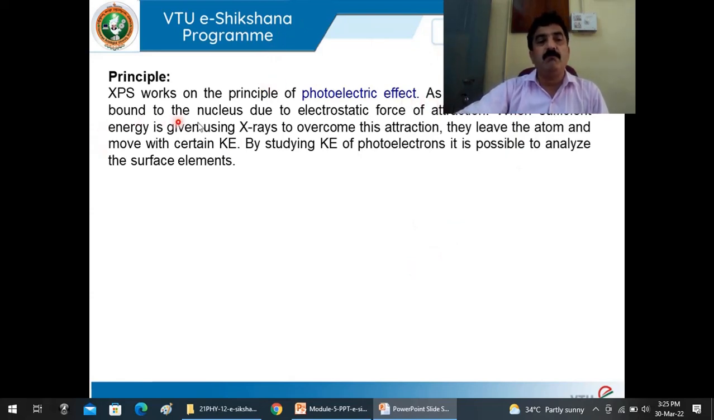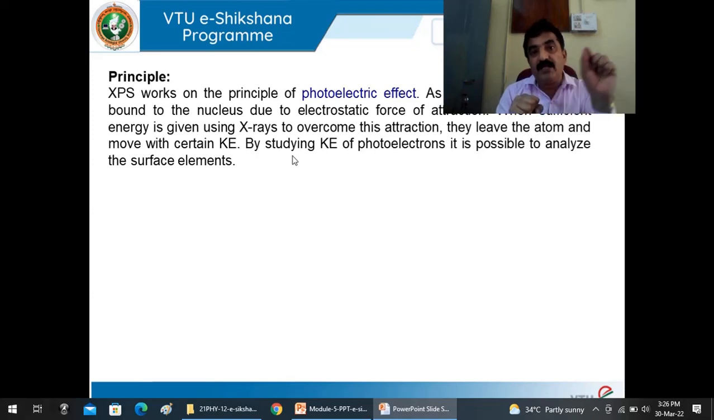As we know, electrons are bound to the nucleus due to the electrostatic force of attraction. So there is a force of attraction between electron and nucleus. Unless you overcome that force of attraction, you cannot remove electrons from the atom. So for that, you have to give sufficient energy. So when sufficient energy is given using electromagnetic radiation, here it is X-ray, to overcome this attraction, they leave the atom and move with certain kinetic energy. See, when you give energy with the help of X-ray, electrons not only come out of the atom, they also move with certain kinetic energy, because you have given excess energy, so they come out and travel with certain kinetic energy.